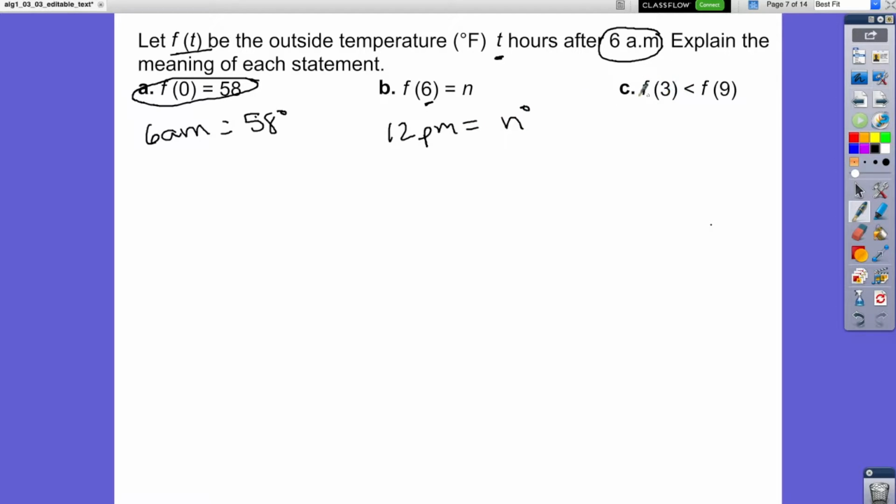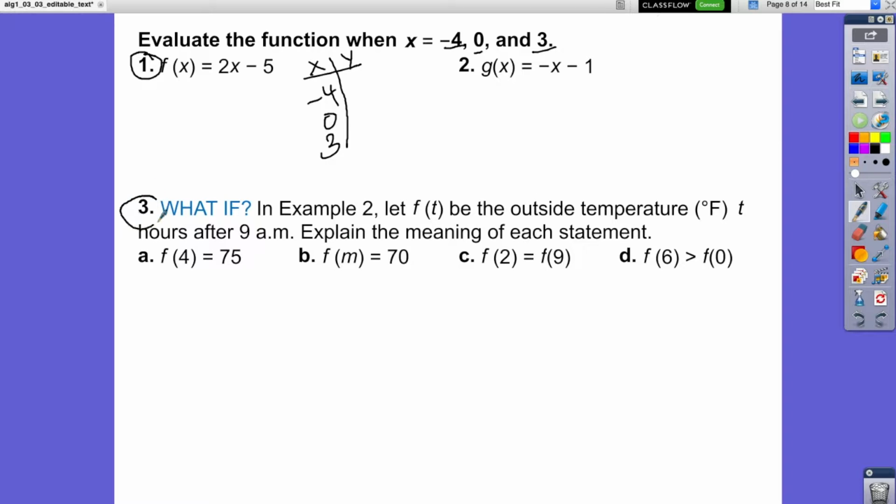And then this one is 3 hours after. So that means at 9 a.m. it is colder than it is at the other time. So 9 hours after 6 a.m. is 3 p.m. So at 9 a.m. it is colder than 3 p.m. All right, so pause the video, do monitoring progress 3, and check your answers in the back of the book.